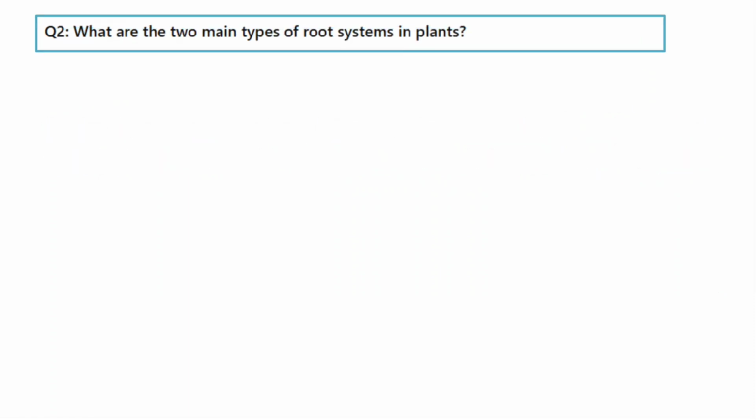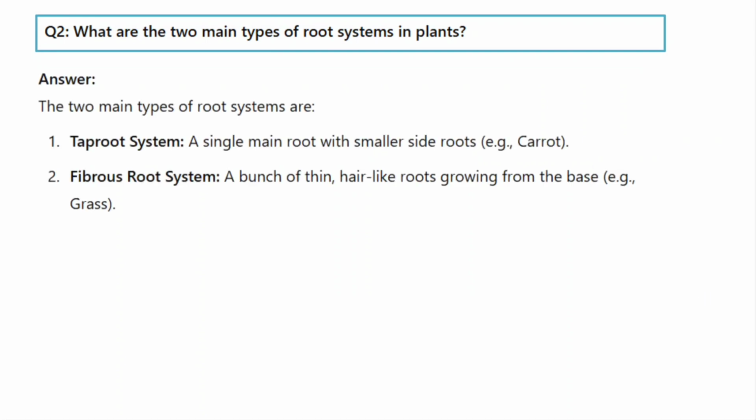Now let us move to your second question. What are the two main types of root system in plants? They are the taproot system and the fibrous root system. You can write like this: the two main types of root system are the taproot system, a single main root with smaller side roots, that is, there is a main root and other side roots are present there.